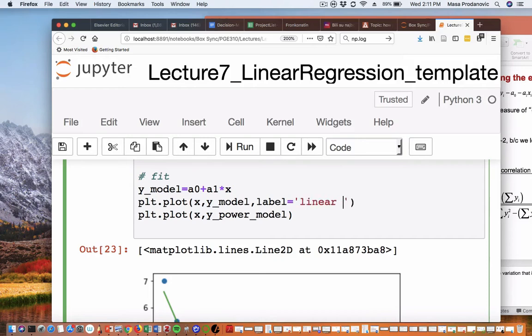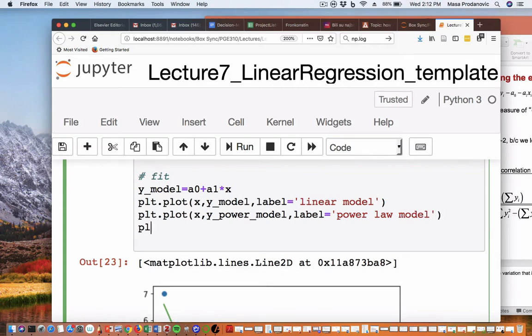Label as linear model, and label as power law, and then plt.legend.